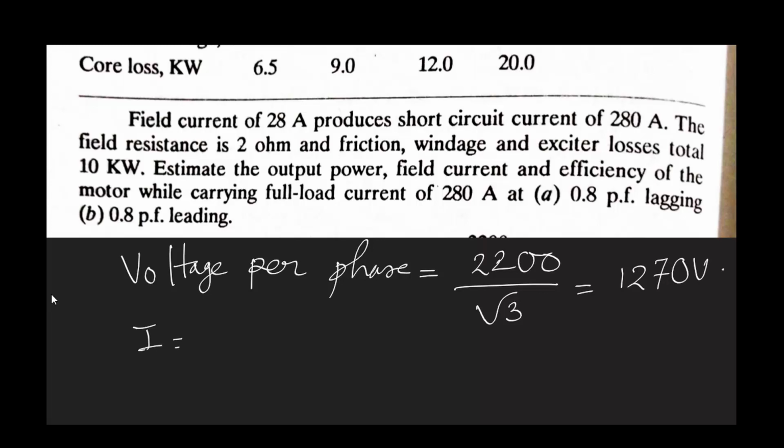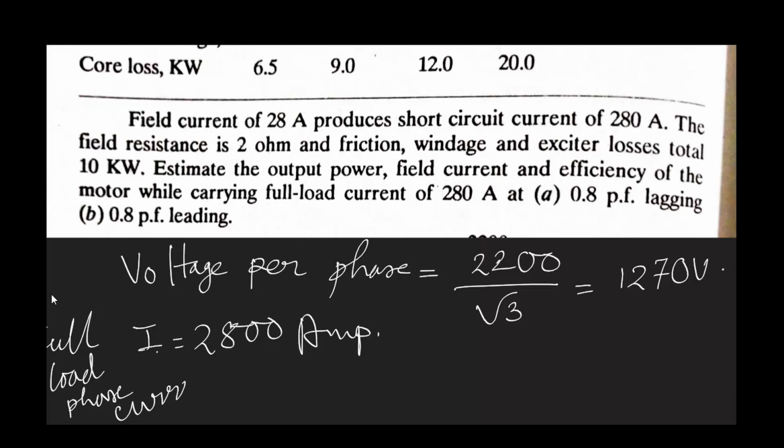Full load phase current I is equal to 28 ampere. Sorry, full load phase current. This is I. Now, field current of 28 ampere produces short circuit current of 280 ampere, right?